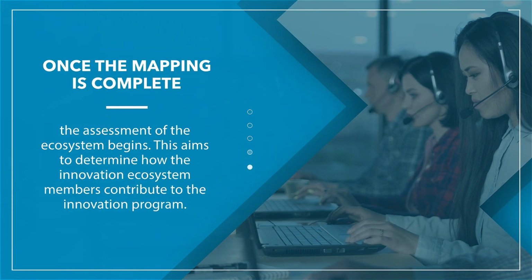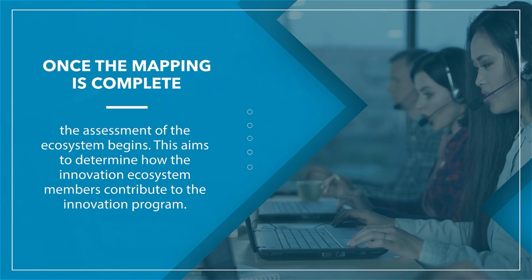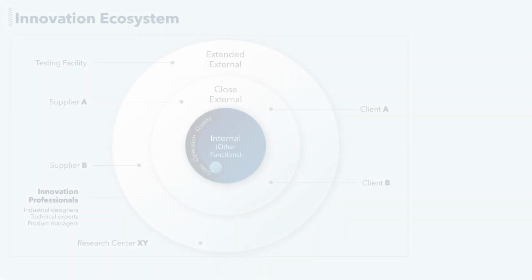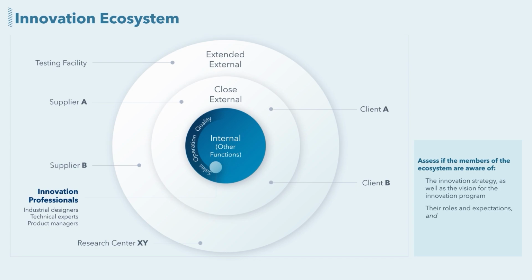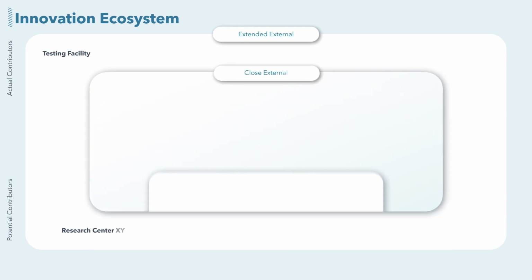Once the mapping is complete, the assessment of the ecosystem begins. This aims to determine how the innovation ecosystem members contribute to the innovation program. Determining how performant the members are within the innovation ecosystem requires assessing if they are aware of the following: the innovation strategy, as well as the vision for the innovation program, their roles and expectations, and their current contributions to innovation activities. Here is a modification made to the mapping tool of the innovation ecosystem.